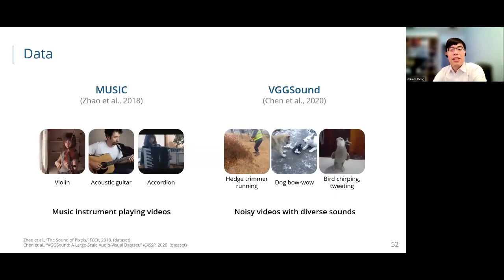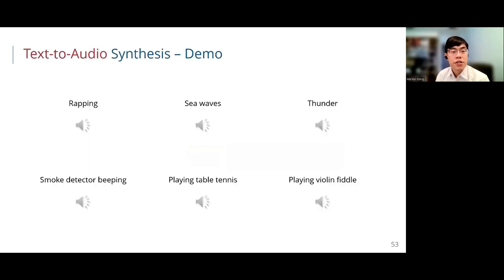Cool. Similarly, we do this on the MUSIC and VGGSound datasets, which are high quality music instrument playing videos, and noisy videos with diverse sounds in the wild. So here are some text to audio synthesis demos. We feed into the model these texts, and we want to get the audio that corresponds to these texts. So here are some examples.